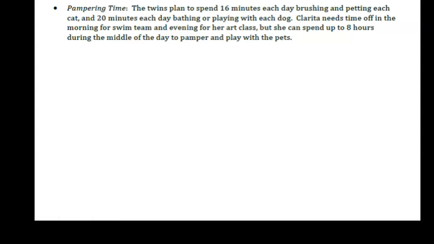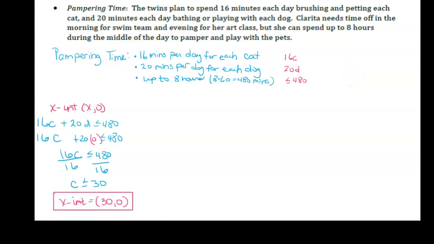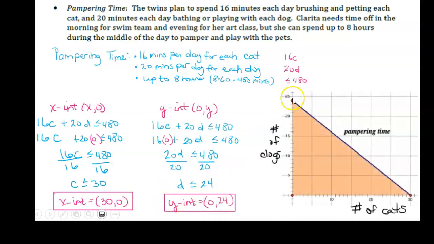Next, we look at the pampering time constraint, and we can recall that each cat is going to require 16 minutes per day, which can be written as 16C. Each dog will require 20 minutes per day, which can be written as 20D, and they have up to 8 hours, again, to spend on pampering time. We can use the same strategy that we used for the feeding time. So we're putting these together to form our inequality, and then we are locating our x and y intercepts so that we can place our starting points for our boundary line. We can connect those points. And again, we can write this in slope-intercept form if we prefer, or we can keep it in standard form, it doesn't matter.